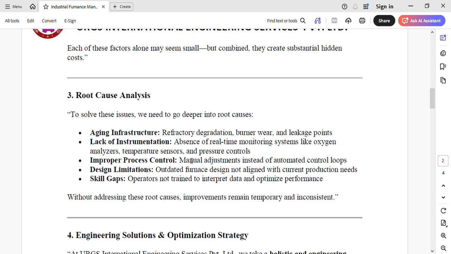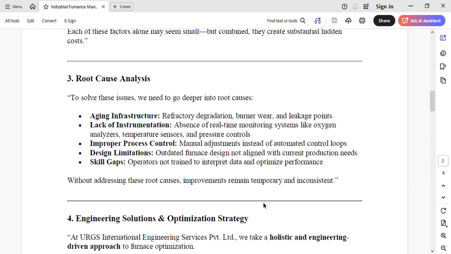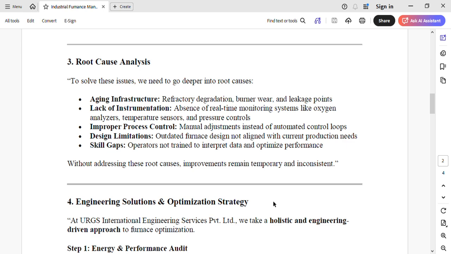Aging infrastructure, refractory degradation, burner wear, and leakage points. Lack of instrumentation, absence of real-time monitoring systems like oxygen analyzers, temperature sensors, and pressure controls. Improper process control, manual adjustments instead of automated control loops. Design limitations, outdated furnace design not aligned with current production needs. Skill gaps, operators not trained to interpret data and optimize performance. Without addressing these root causes, improvements remain temporary and inconsistent.